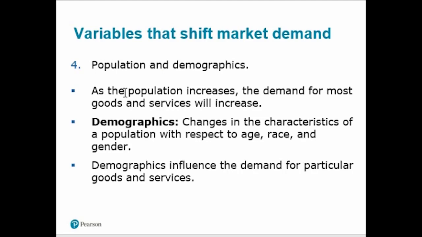The fourth variable which shifts our demand curve is called population. When there is a larger number of people, then there will be more demand for goods. So in this way, when population increases, demand also increases. So these are the four variables which shift our demand curve.